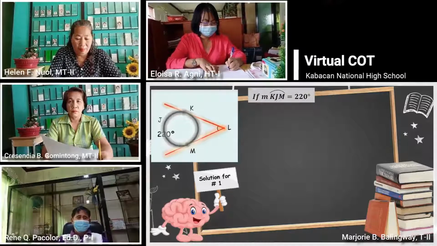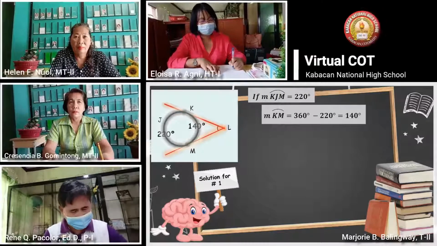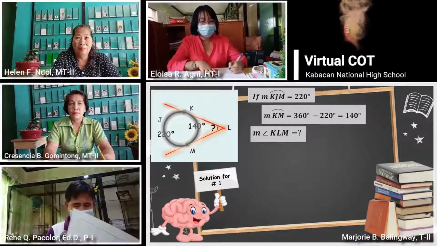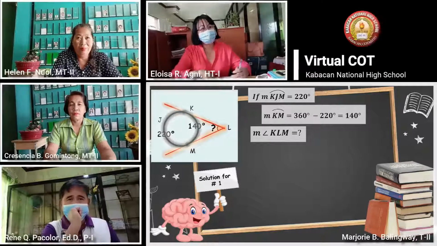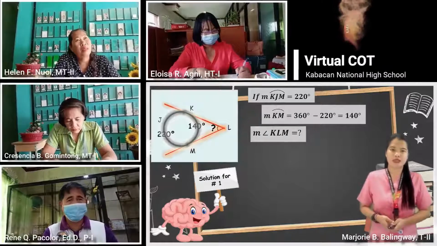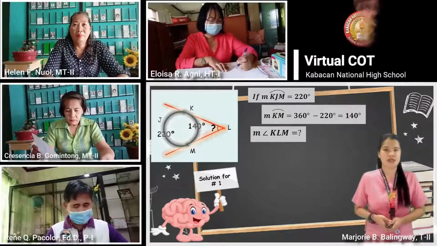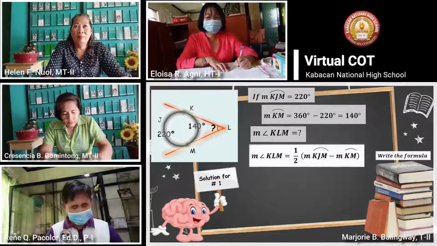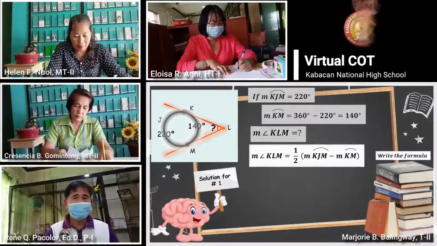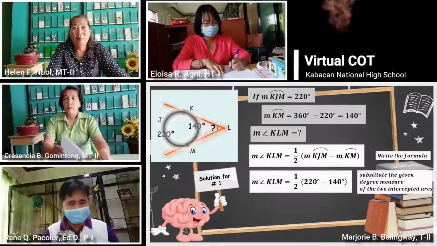To find the measure of arc KM, subtract the measure of arc KJM from 360, which is the degree measure of the circle. So, arc KM is equal to 360 minus the degree measure of arc KJM. Arc KM is equal to 360 minus 220. The degree measure of arc KM is 140. Now, to find the measure of angle KLM, we write degree measure of angle KLM is equal to 1/2 of the difference of the measure of arc KJM and the measure of arc KM.